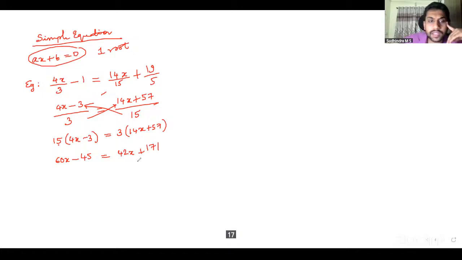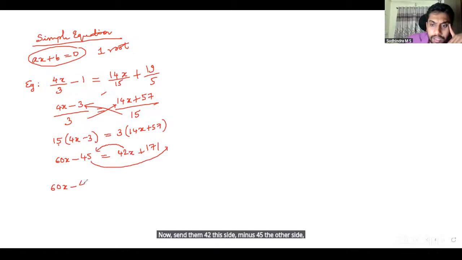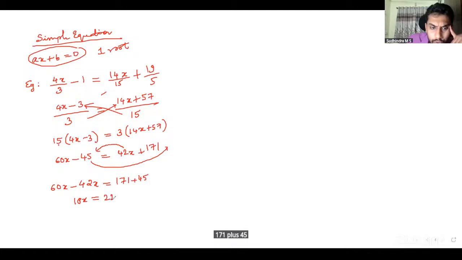Now send 42 this side, minus 45 the other side. 60x minus 42x equals 171 plus 45. 60 minus 42 is 18x. 171 plus 45 is 216. X is equal to 216 divided by 18.